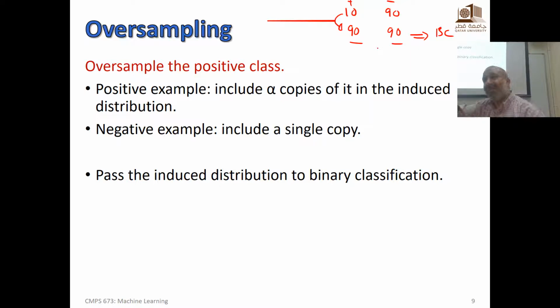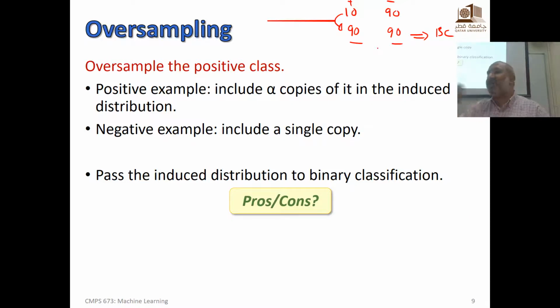So the first idea, subsampling, undersampling from the negative class. This idea is the opposite. We oversample from the positive class. And of course, pass now the solution to the binary classification. Same question, pros and cons.